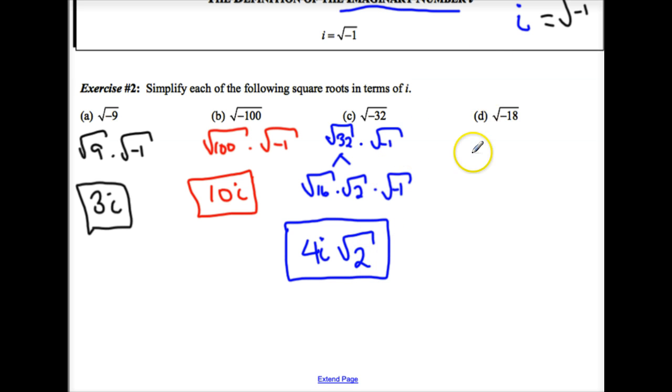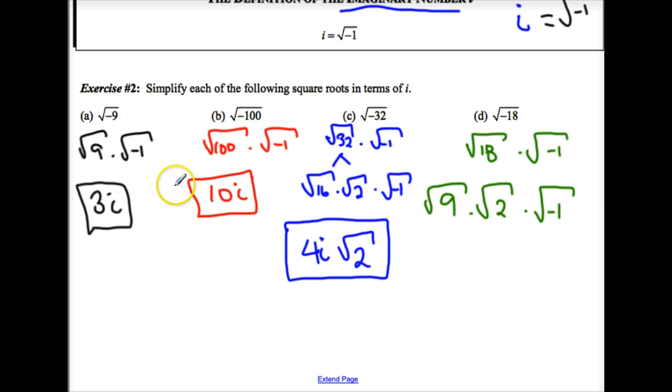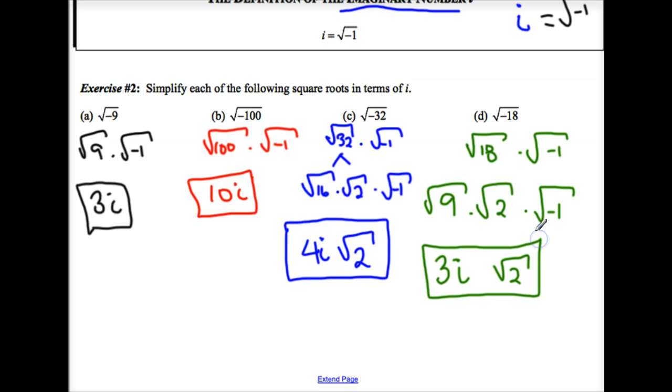Let's see one more. Square root of 18 times the square root of negative 1. We know two numbers that multiply to get 18 are 2 and 9. So this becomes square root of 9, which is a perfect square, and square root of 2, and bring this down. Square root of 9 we saw earlier is 3. The square root of 2 stays the same. And then the square root of negative 1 is the i. And you put all of these together. That is your final answer. Pretty easy. Let's move on.